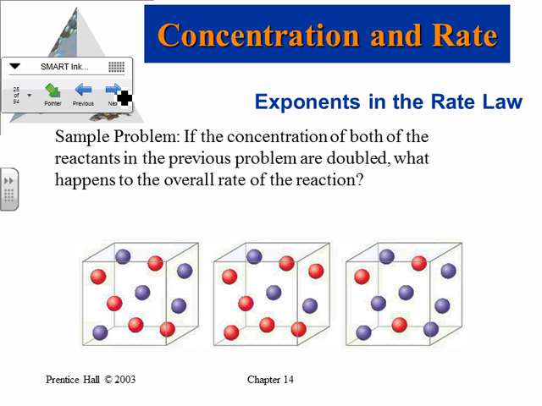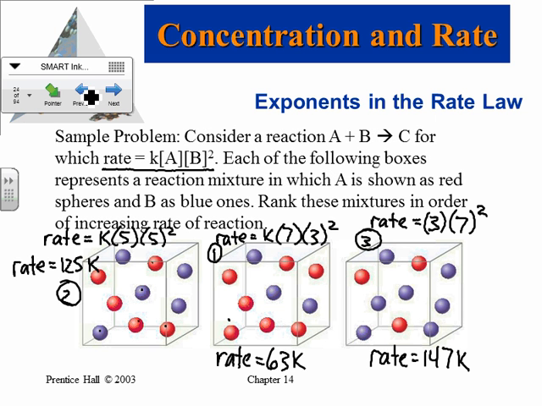Alright, if the concentration of both the reactants in the previous problem are doubled, what happens to the overall rate of the reaction? So we double both the concentrations. Let's look back at our rate law here. Let's say we double both of those concentrations. We just kind of have to think about this for a second. So we double this concentration, the rate doubles, right? That's what it means to be a first-order reaction. If you double the concentration, that's what the rate does.